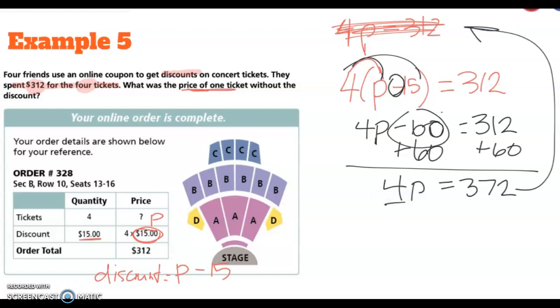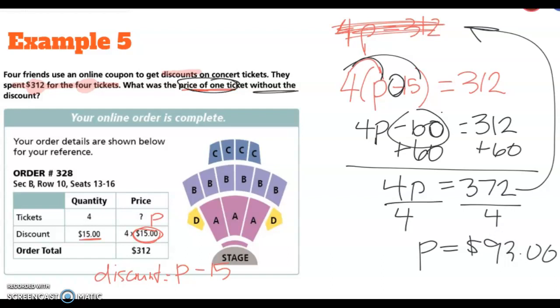Okay, so now I've got 4 multiplying by my price. So I'm going to do the opposite, which is divide. And that gives me, pull out my trusty calculator, 372 divided by 4, which equals 93. So P equals $93. And that is the original price of 1 ticket without the discount.